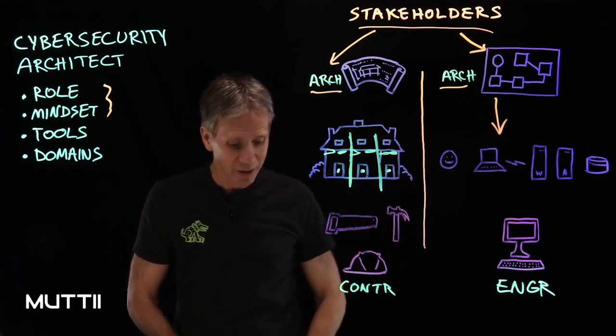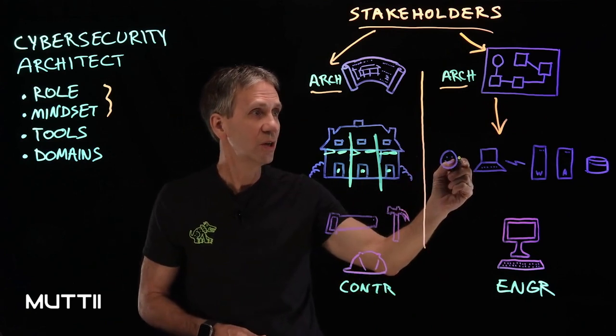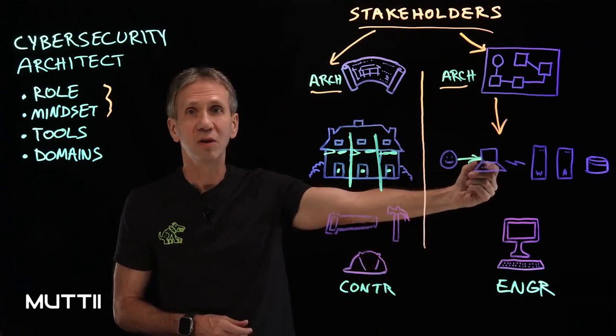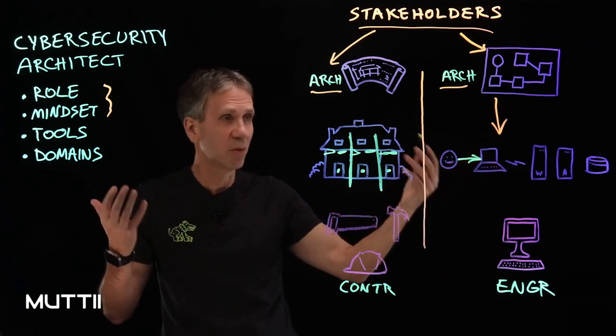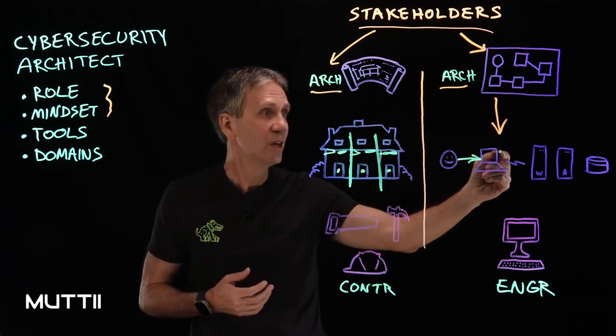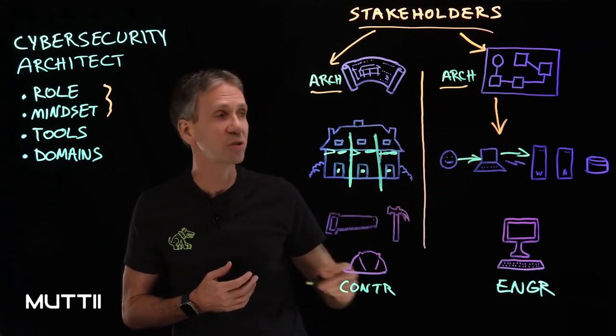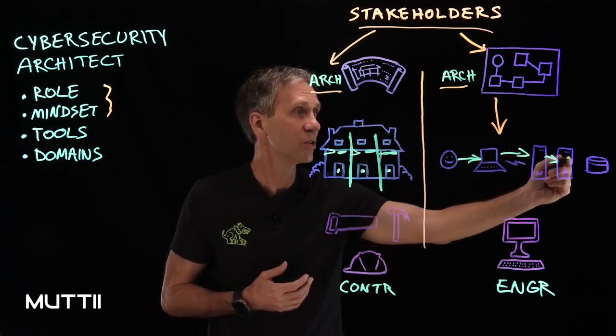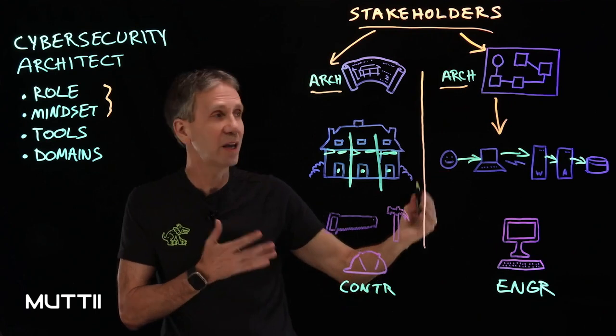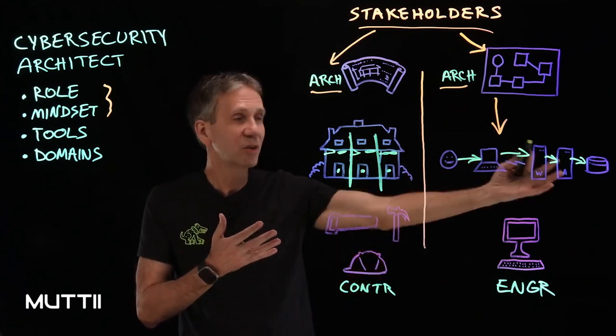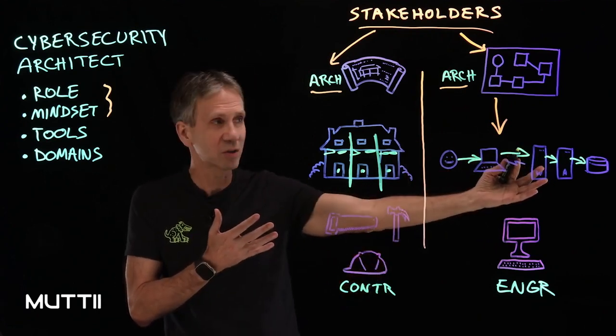So here we've got, in particular, a user who is going to use a workstation, maybe a mobile device or a desktop device. They're going to come across a network to hit a web server. That's going to hit an app server, which is going to hit a database, and we're going to get their data. This is a very simple type of architecture.